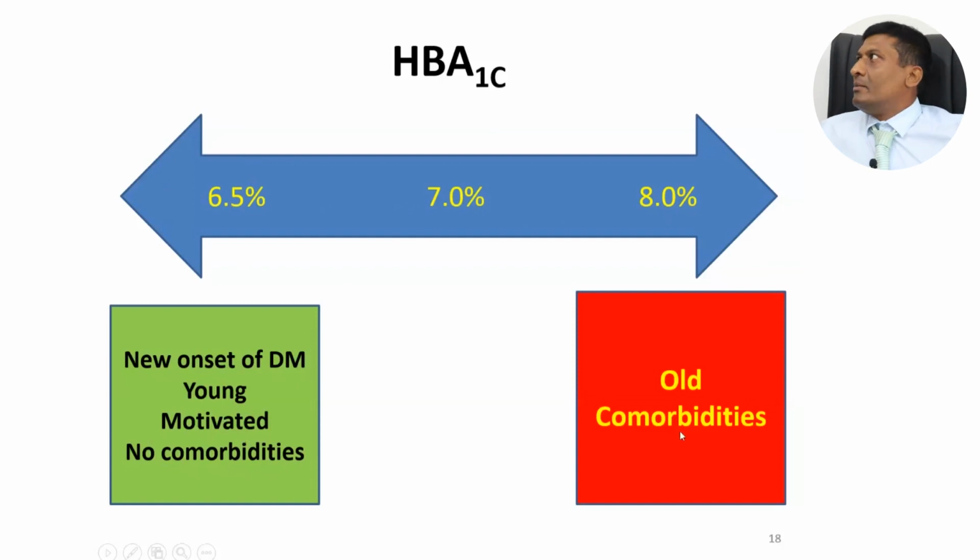Whereas in old people with comorbidities, trying to achieve good glycemic control around 7 or 6.5 is dangerous. There's a good chance that your patient will go into hypoglycemia. So for these people, the target HbA1c level is 8%.